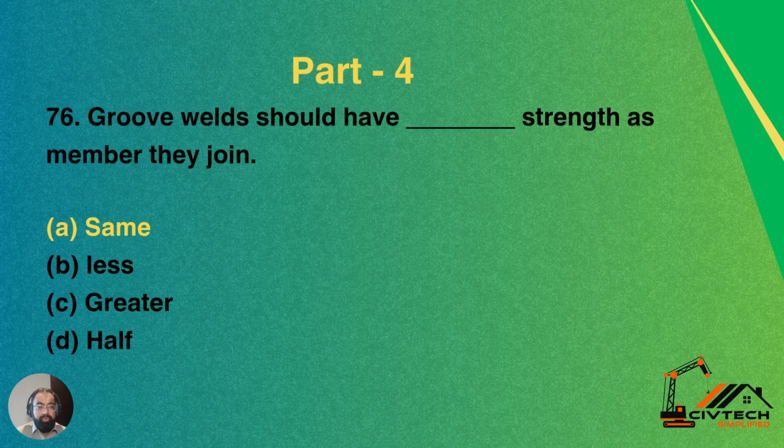Question 76. Groove welds should have dash strength as the member they join. Option A, same. Option B, less. Option C, greater. Option D, half. So the groove welds should have the same strength as the members they join. So A is the correct answer for this question.